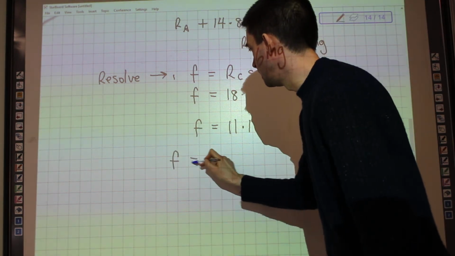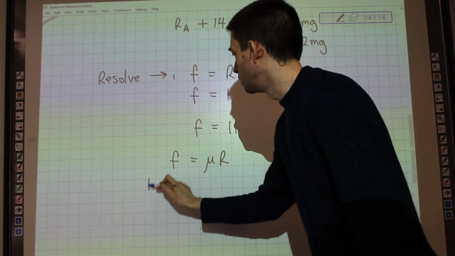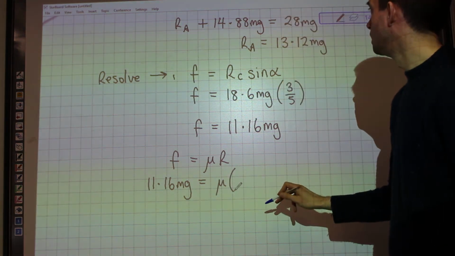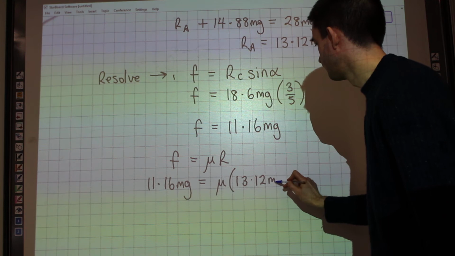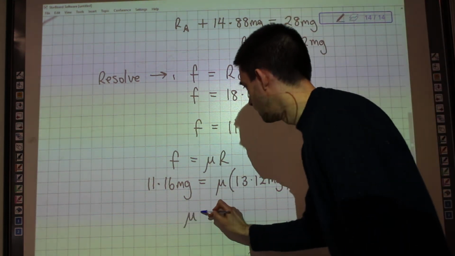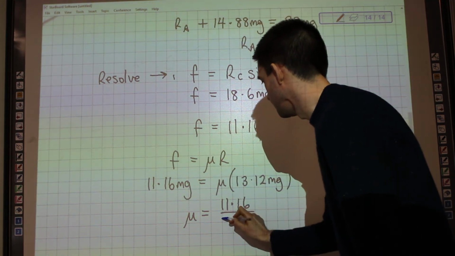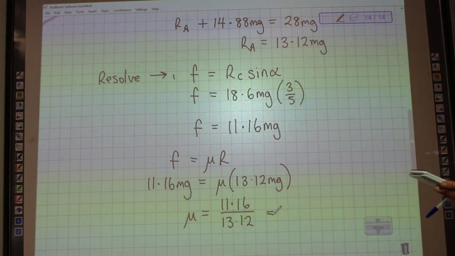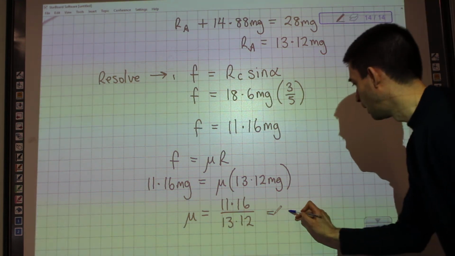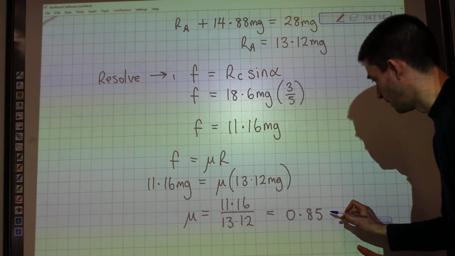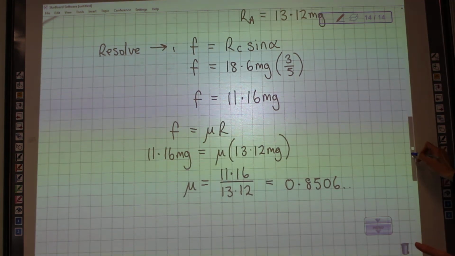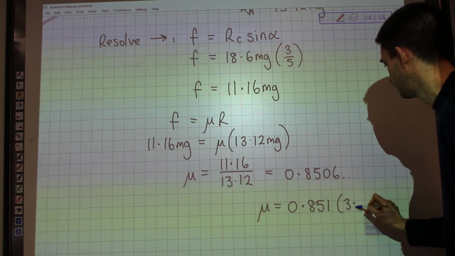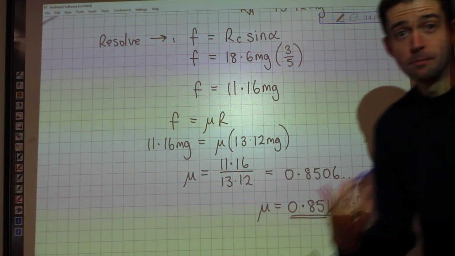I'm then going to use that friction is mu times R, maximum friction, which we knew is what we're dealing with. 11.16 mg equals mu times by 13.12 mg. Now when I divide, those mg's are going to cancel out with each other. So all I'm really doing is 11.16 divided by 13.12, which comes out as 0.8506. So to three significant figures, mu is 0.851, which is the maximum value that mu can be.